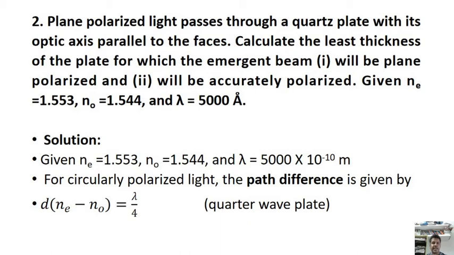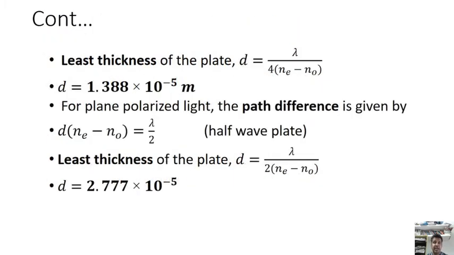The given data: the refractive indices for the two mediums, ne and n naught, are 1.553 and 1.544, with a wavelength of the particular radiation of 5000 angstrom. For circularly polarized light, the path difference is lambda by 4, that is a quarter wave plate. So lambda by 4 is equal to d of ne minus n naught. Substitute the values of ne minus n naught, and we get the value of d. d is equal to 1.388 into 10 to the power of minus 5 meter.